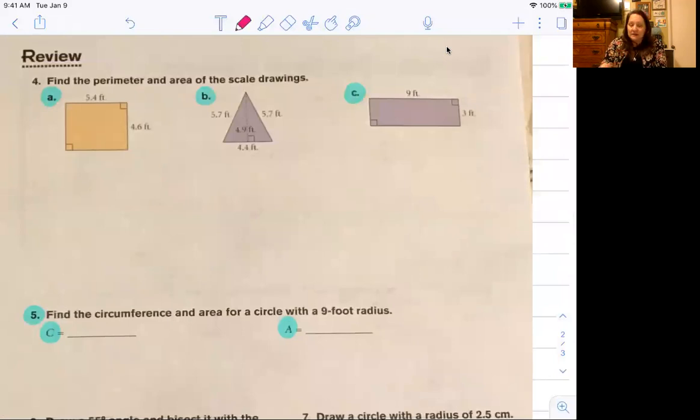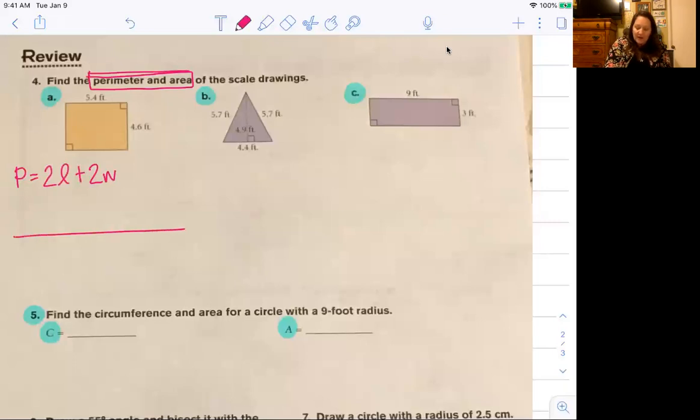And I want you to look at this. Look at the directions for 4 A, B, and C. You're finding the perimeter and the area, which means you are going to work it out twice. What is the formula for the perimeter of a rectangle? Perimeter equals 2L plus 2W. So you're going to find an answer for that. What is the formula for the area of a rectangle? Area equals LW, or length times width.